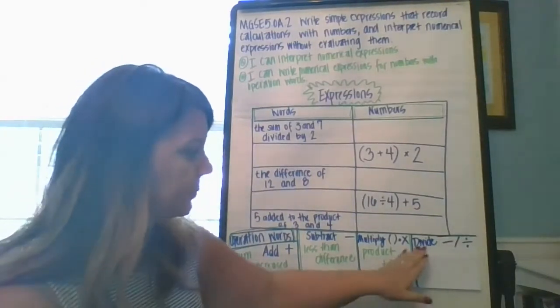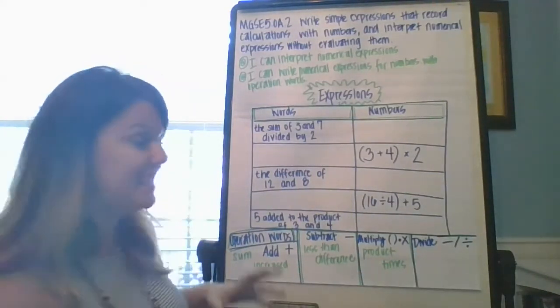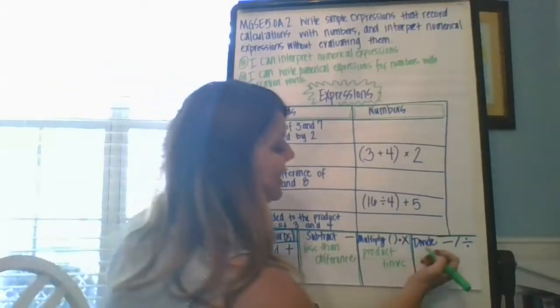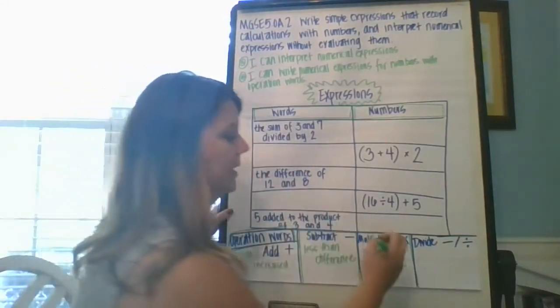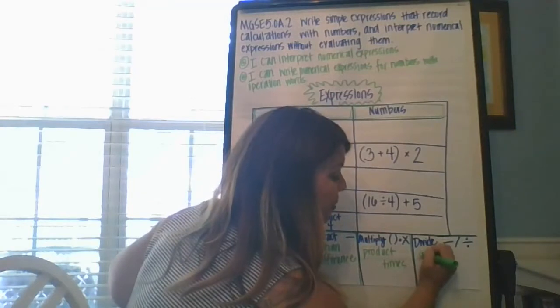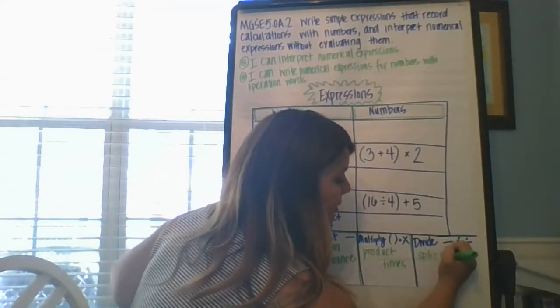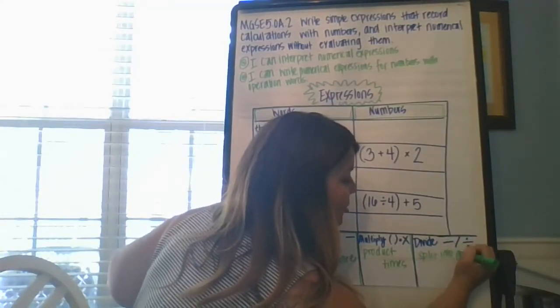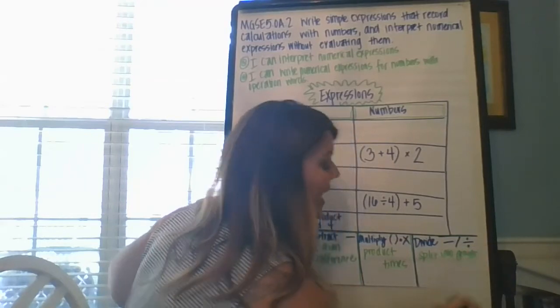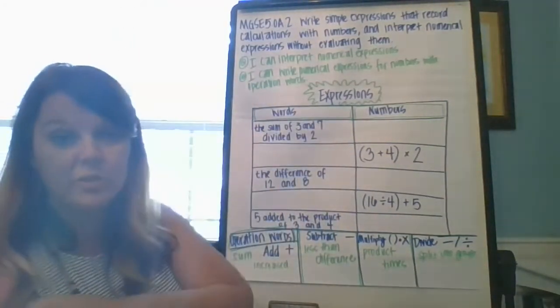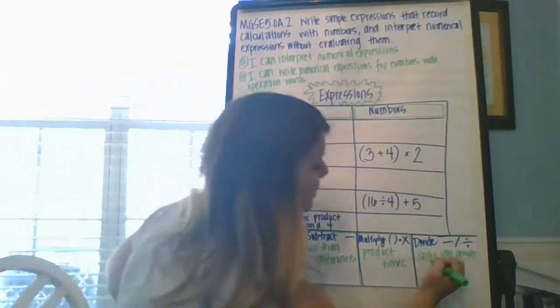So the last one is divide. So you might see split into groups or fair share. But most commonly, the answer to a division problem is called the quotient.